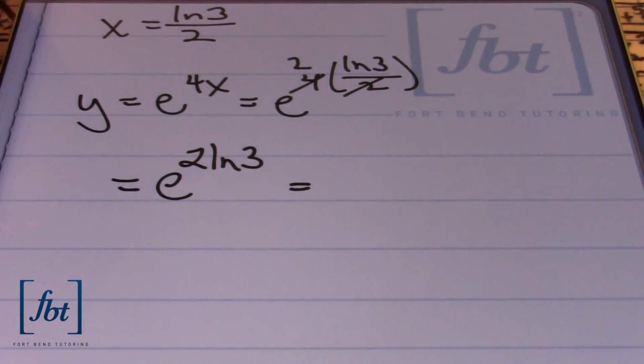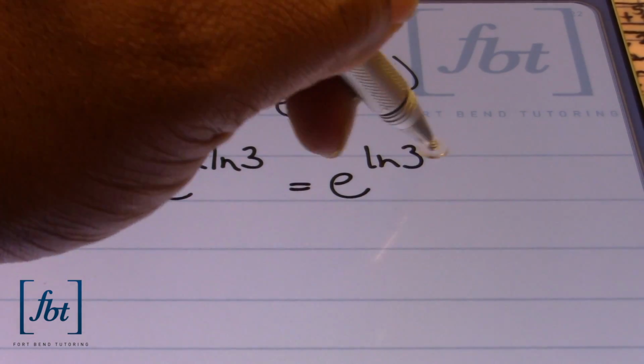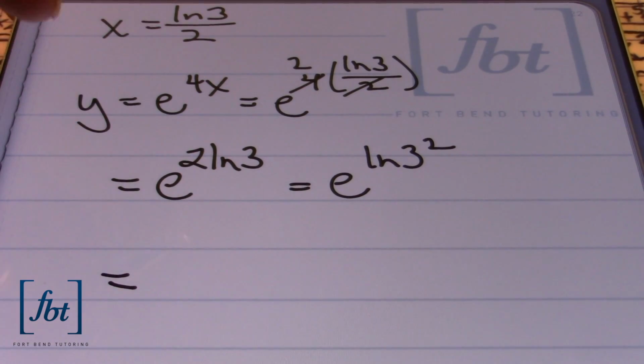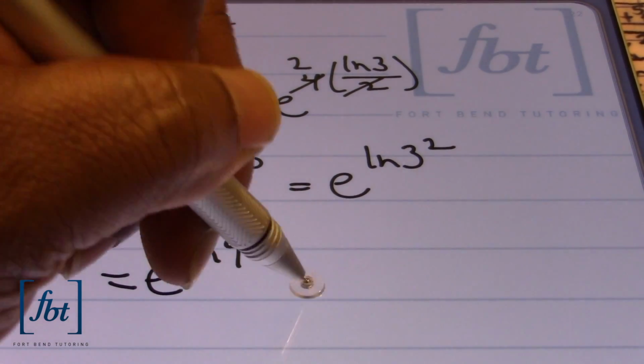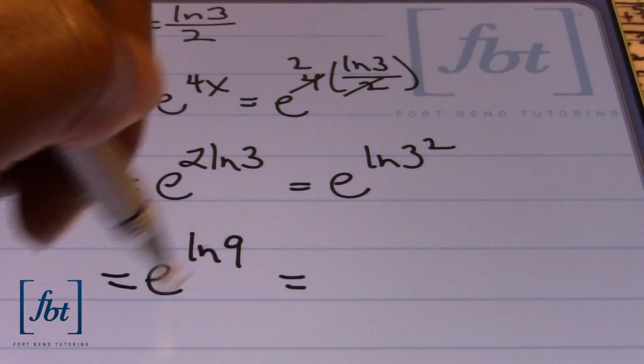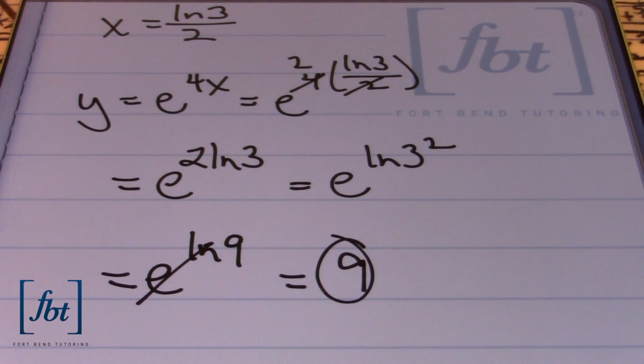And because of our logarithmic properties, we know that it's e to the natural log of 3 squared. And then from here, I can show that it's e to the natural log of 9. And the e and the natural log will cancel out to give me 9 for the value of y. Y is 9, guys.